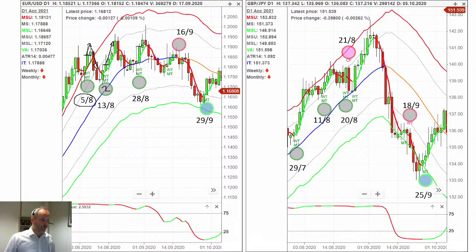Okay? So again, we have another one here. Rallies for 2 days, and then bosh, off it goes. Okay? Again, down it goes, and again, up it goes. Nice and clear, nice trading opportunities.